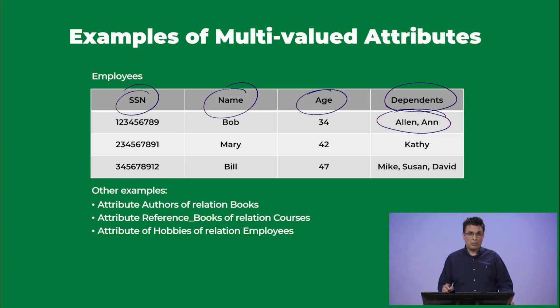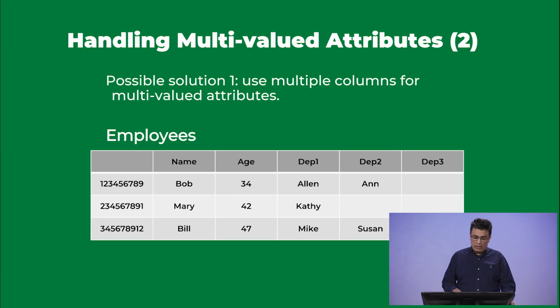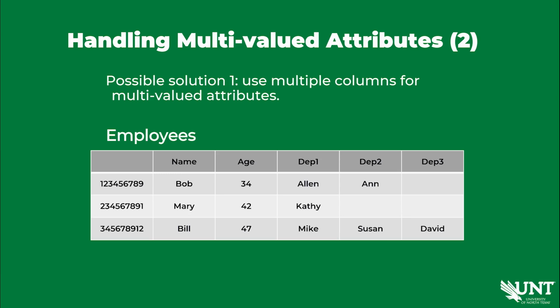Now, this is a problem with rule number 1 because here we got 2 values for attribute dependents, and this is not allowed. So here we got 2. This one is okay because we have 1, but this has 3. We will study then 3 possible solutions for this problem.